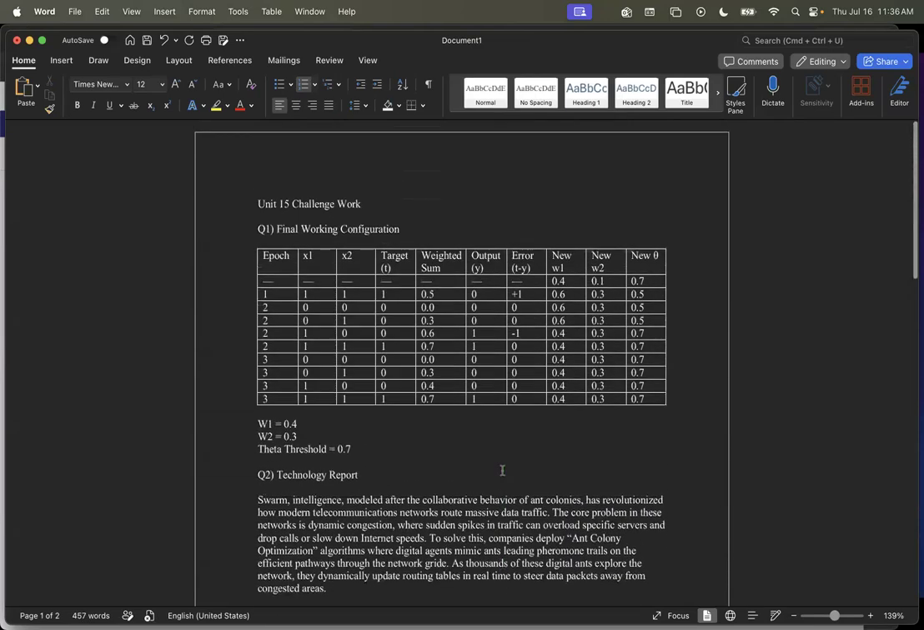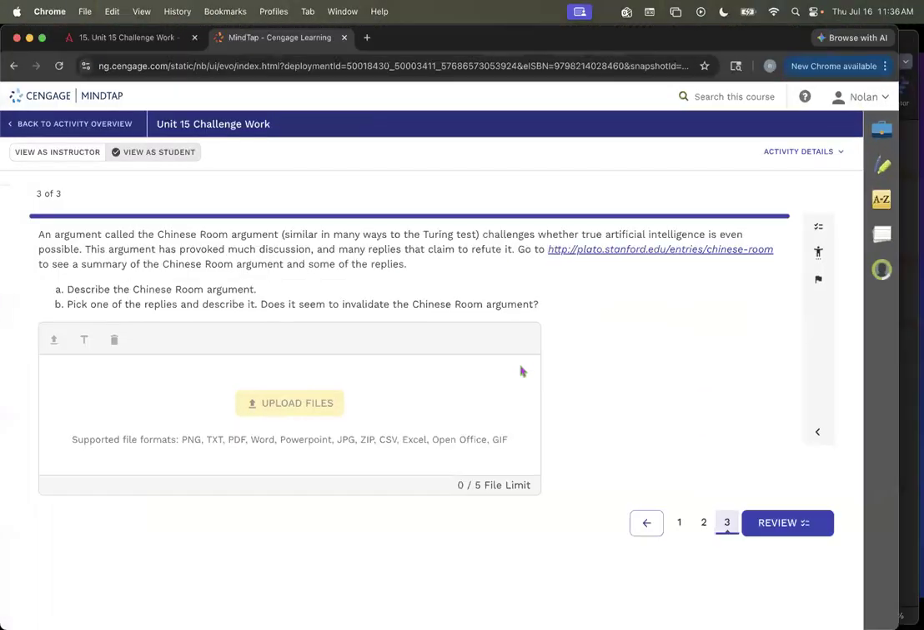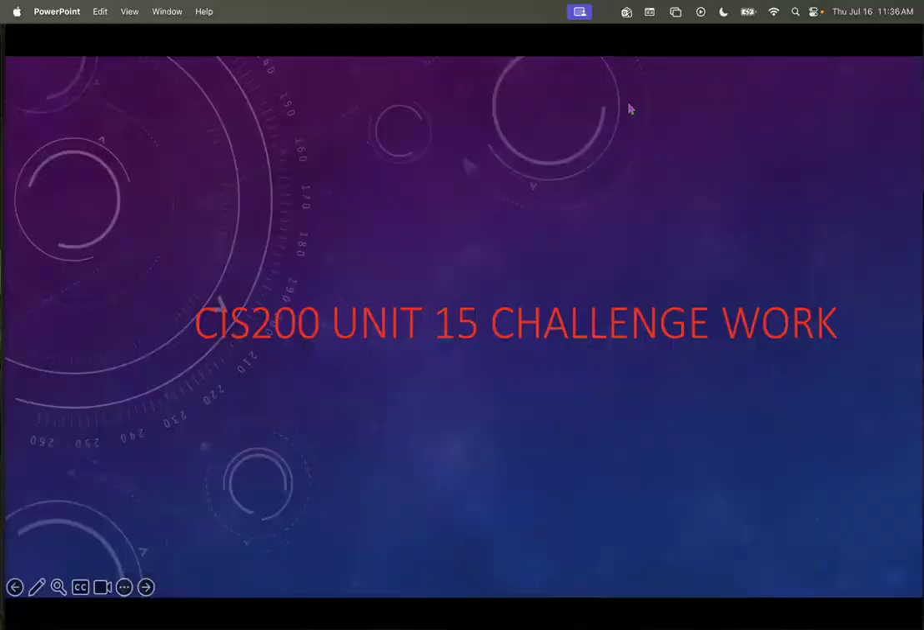That will do it for question 3. You would save this document for your records, convert it to a PDF, submit the PDF in Cengage, and that completes Unit 15 challenge work.